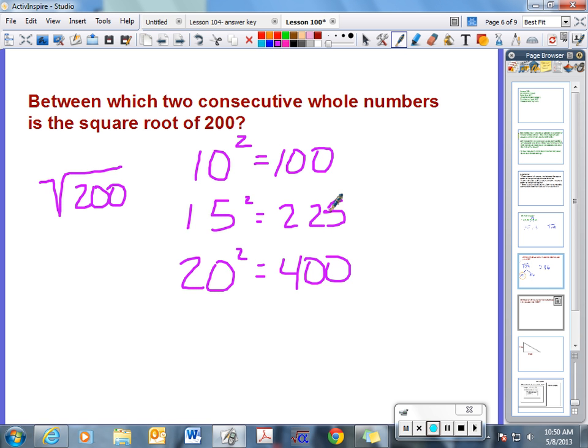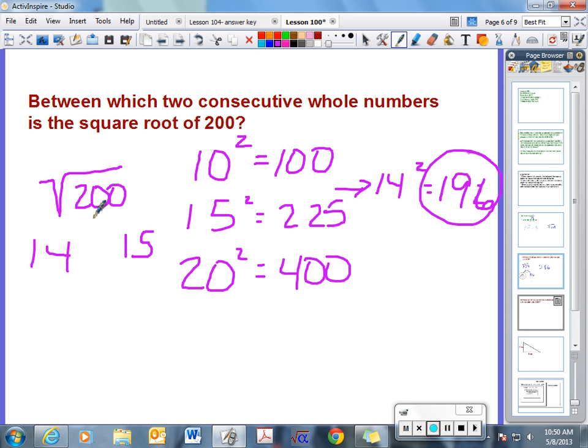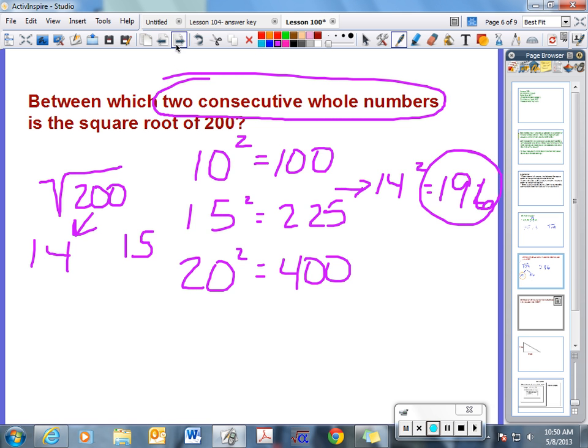We're just a little bit high here, aren't we? So let's try 14 squared. If you take 14 times 14, you get 196. So, 196. We have determined that the square root of 200 is somewhere between 14 and 15. And it's very close to the 196, so it would be probably very close to the 14. So 14.1, 14.2, something along that line. But if they're asking just between which two consecutive whole numbers, that would be between 14 and 15. All right, let's take a look at the next slide then.